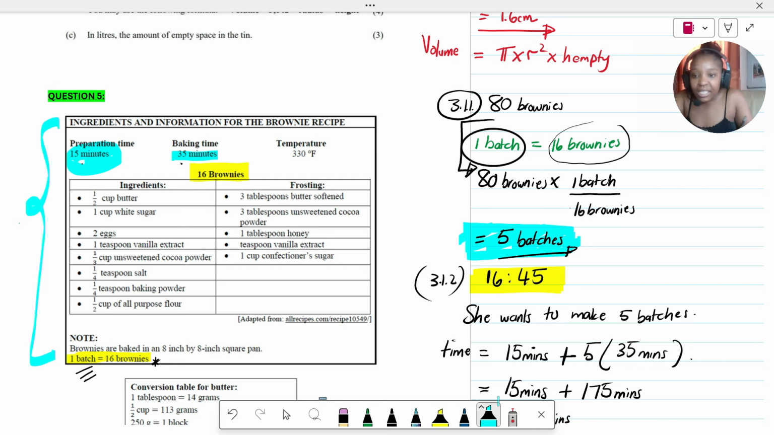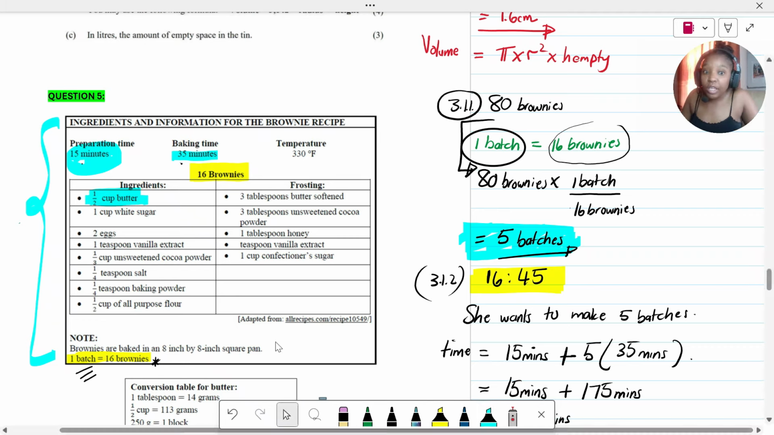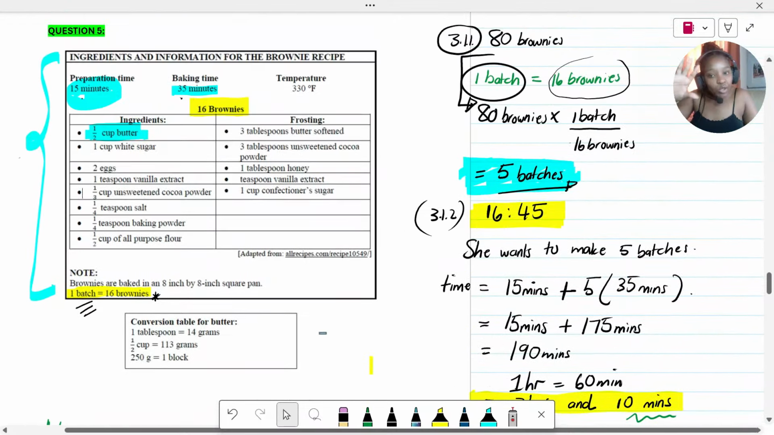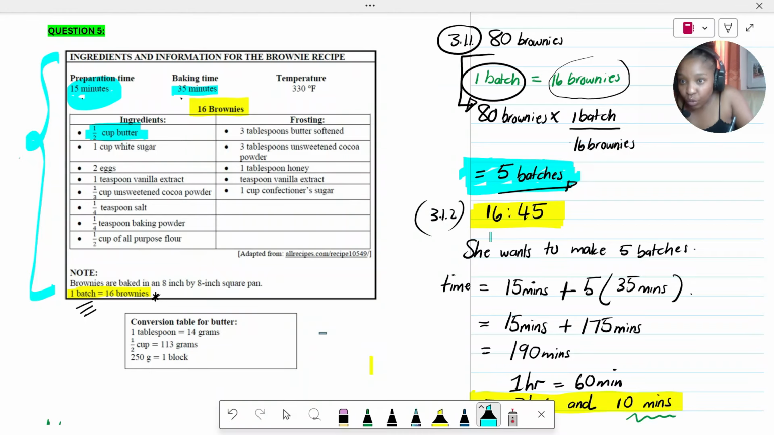All right, so let's see here. How much butter do we need? We're going to start off by looking at the ingredients part. From the ingredients, we need to look for the butter, because that's what we're trying to determine. We're trying to determine if her butter is going to be enough. So we're looking at where they're talking about butter. Here we can see that we need half a cup of butter for the ingredients part.